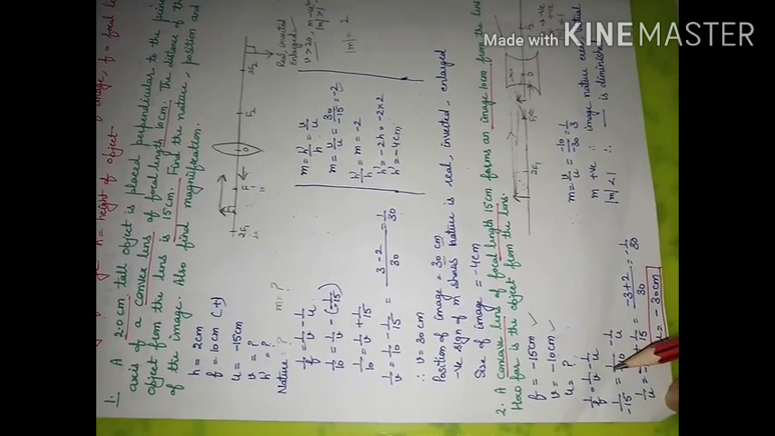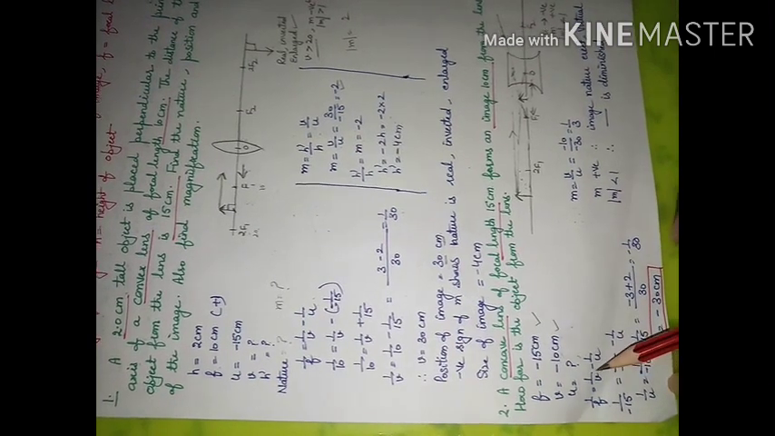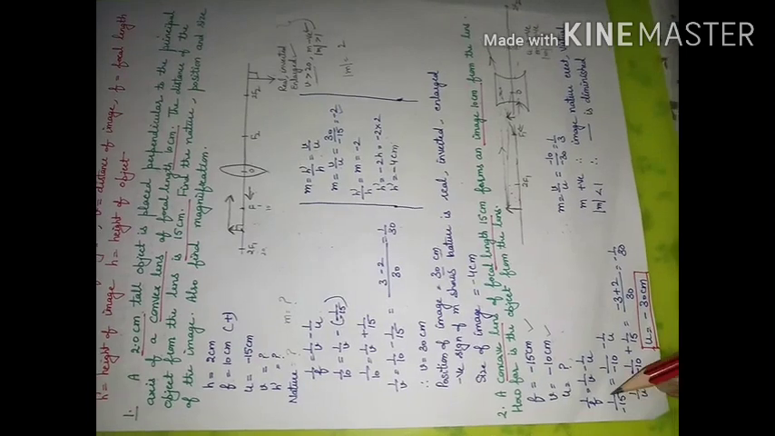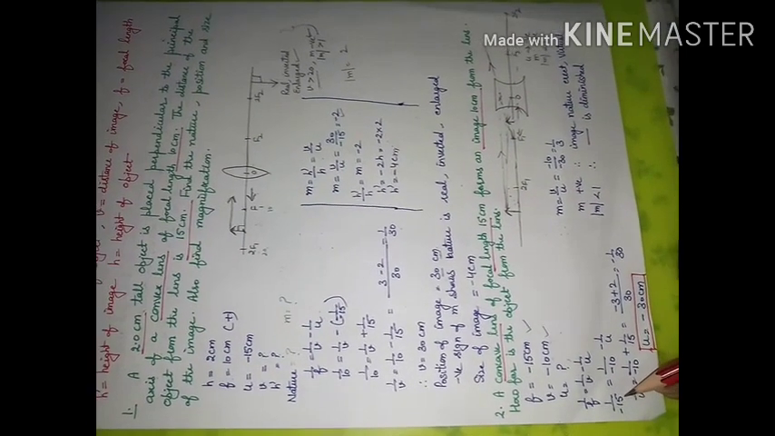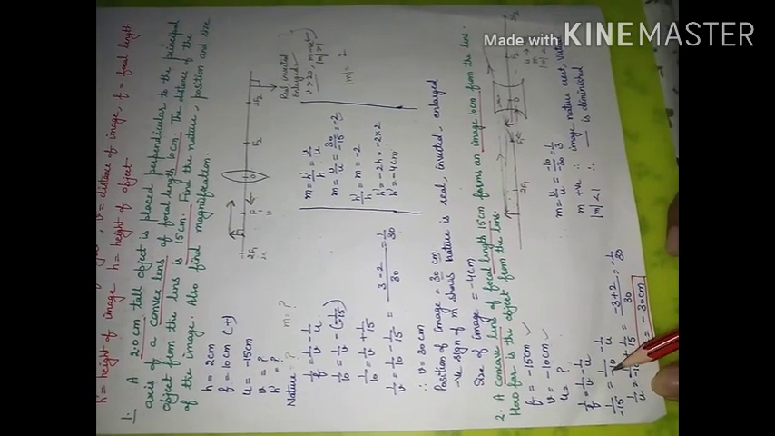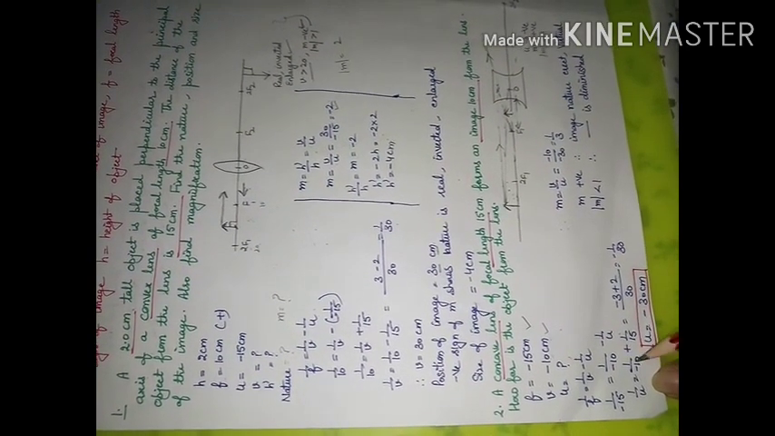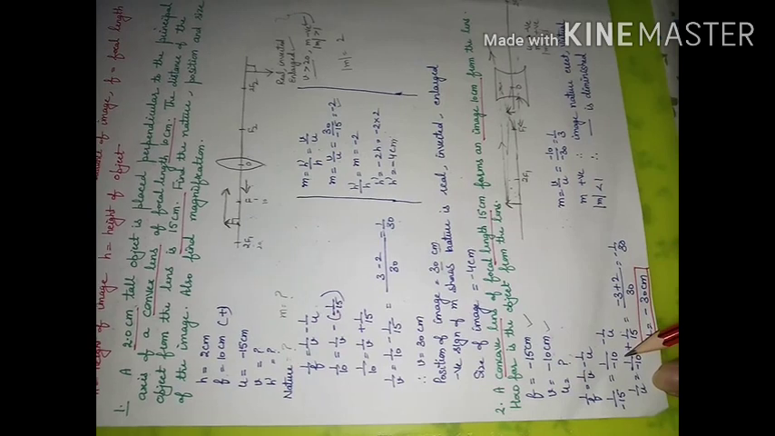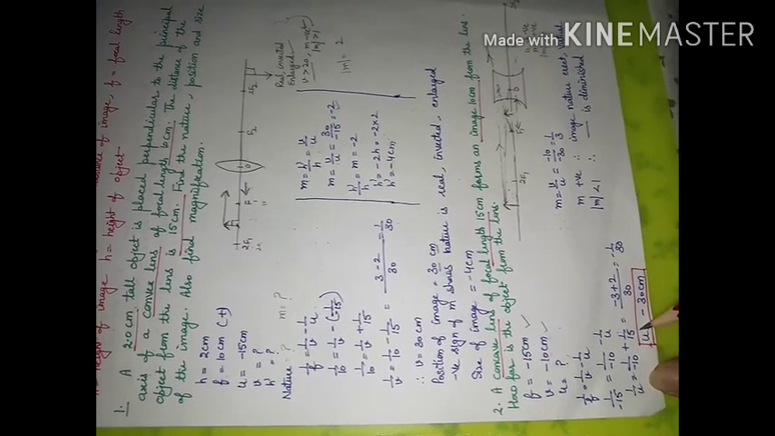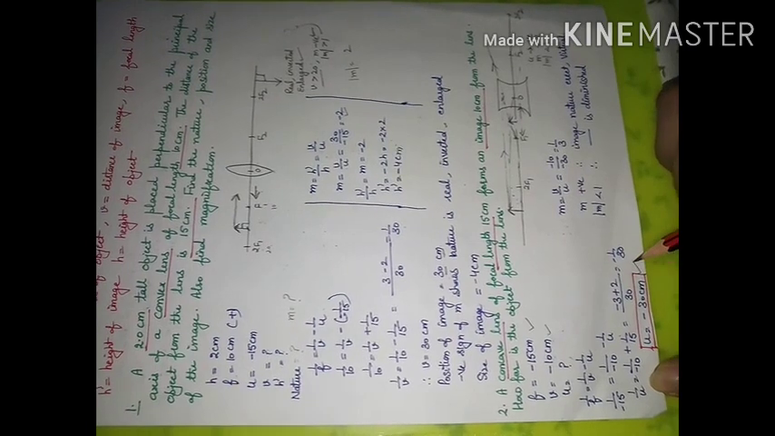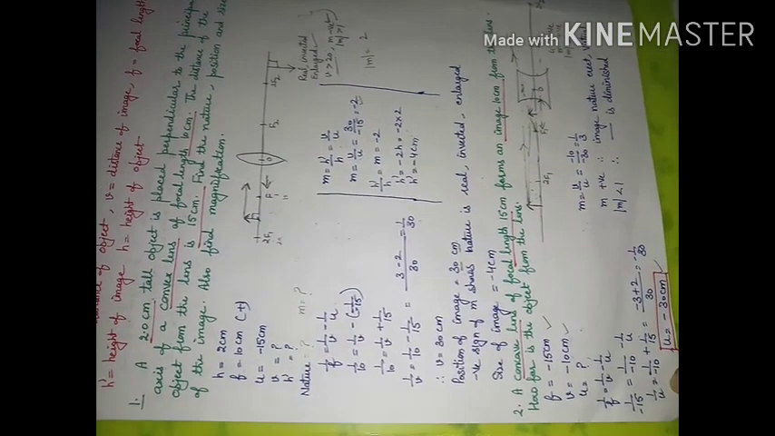So when we are using lens formula, 1 upon f is equal to 1 upon v minus 1 upon u. Put value of f minus 1 upon 15. Value of v 1 upon minus 10 minus 1 upon u. So when you will solve it, 1 upon u will be equal to 1 upon minus 10 plus 1 upon 15. This is minus 1 upon 30. So u is going to be minus 30 centimeter.